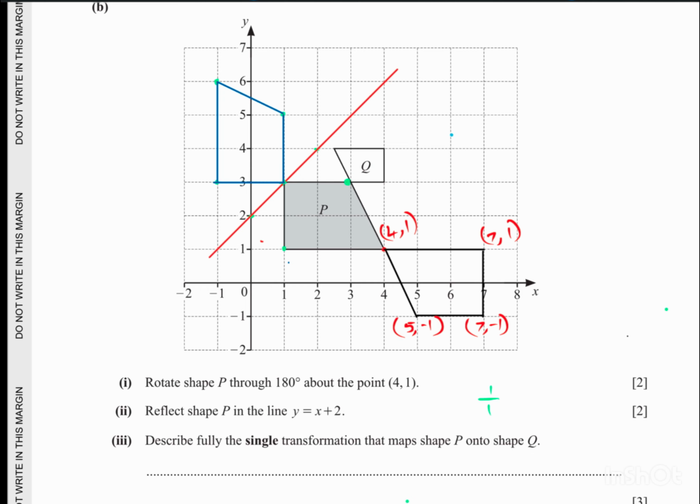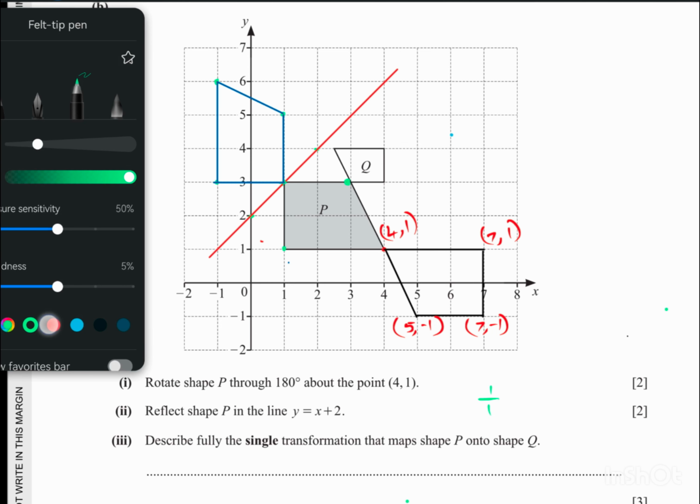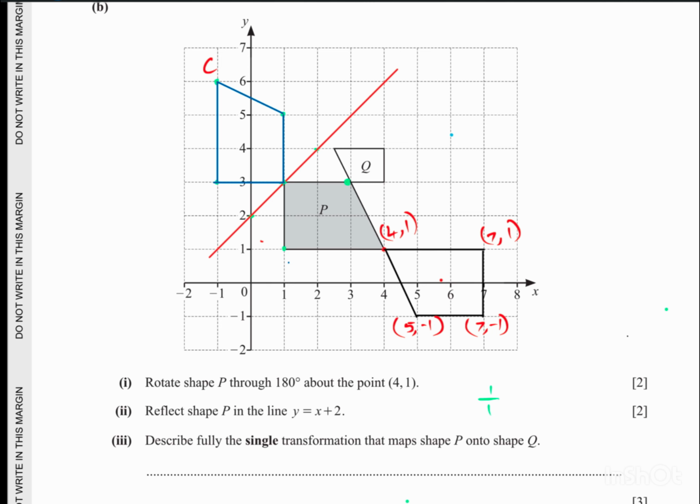Now write the coordinates. So this is (-1, 6) and this is (1, 5). This is (1, 3) and (-1, 3). These are the coordinates of the shape which is reflected in line y is equal to x plus 2. Question number 2 is done.